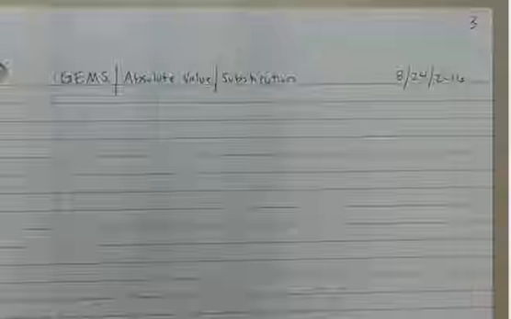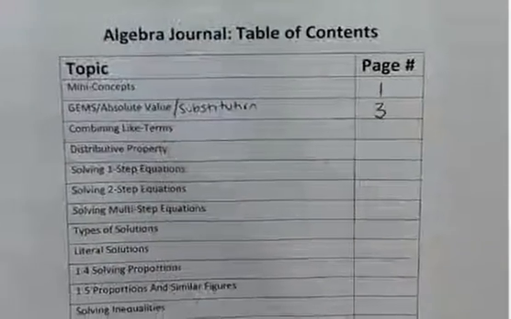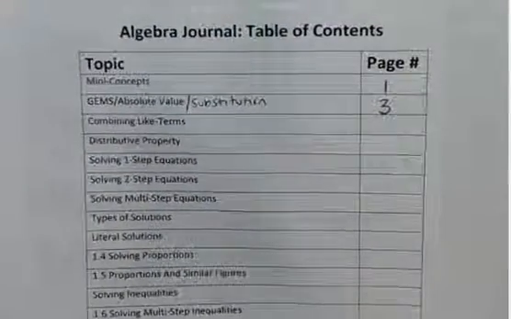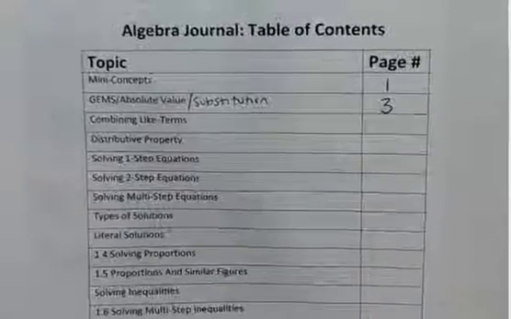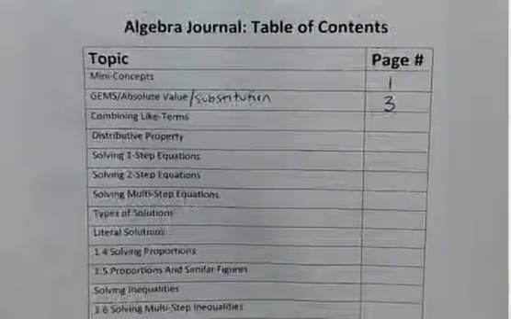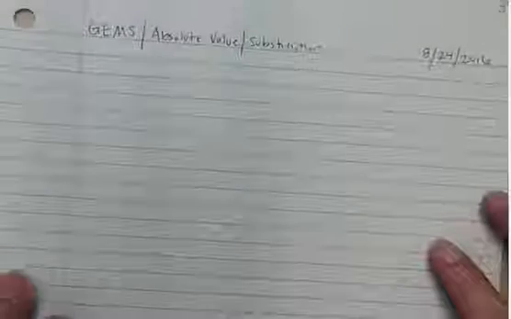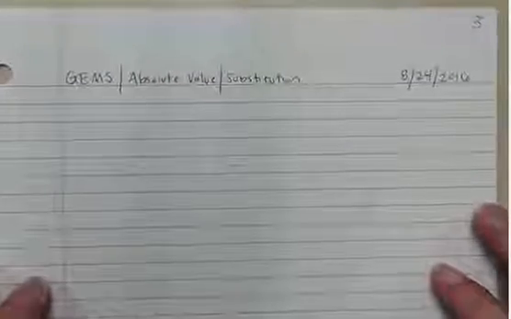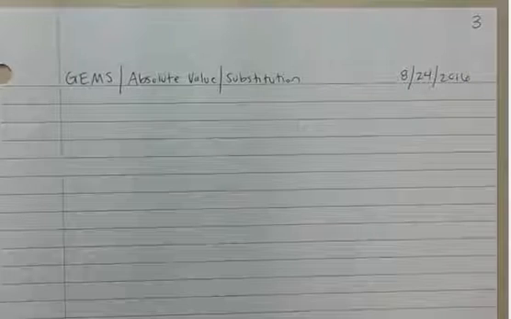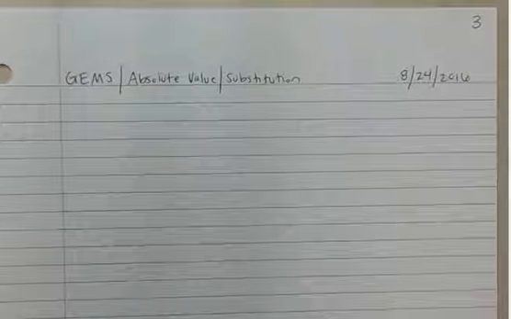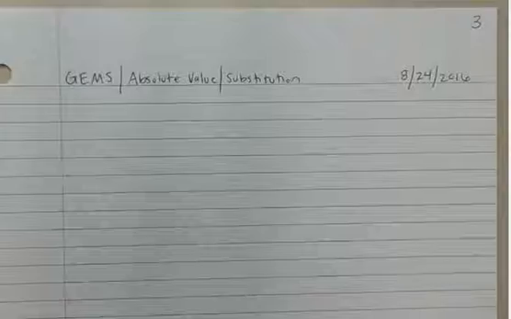Now, remember, we want to keep track of our table of contents. So that's something I never do well every year. Once you have that headed, go ahead in your table of contents. For GEMS absolute value, I added substitution, and this is page 3 for me. I never numbered the warm-up pages, but that's up to you. Okay, so let's go ahead and get started.